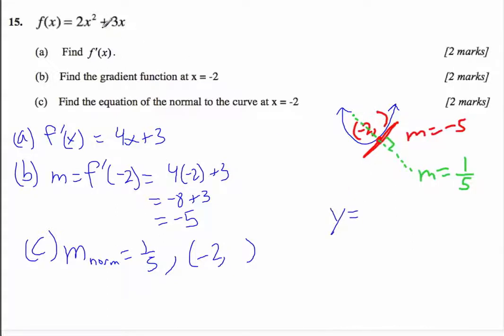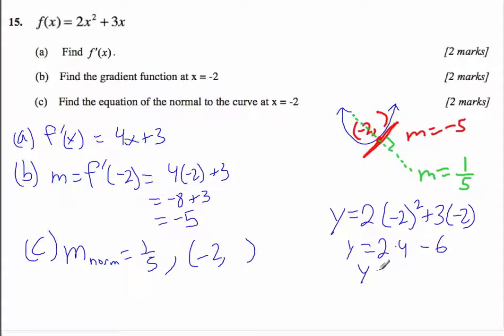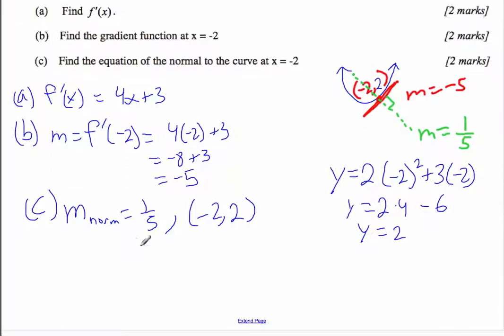The y value we calculate with the original function here. So 2 times negative 2 squared plus 3 times negative 2. We get 2 times 4 minus 6, which is 8 minus 6, which is 2. So negative 2, 2 is that point right there. So now we can find the equation of the normal.